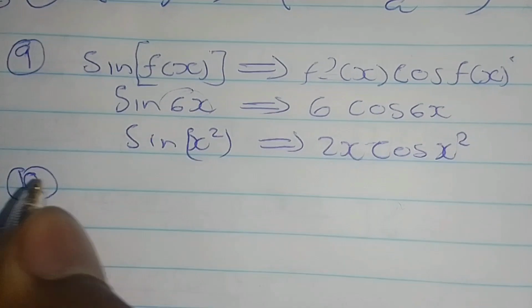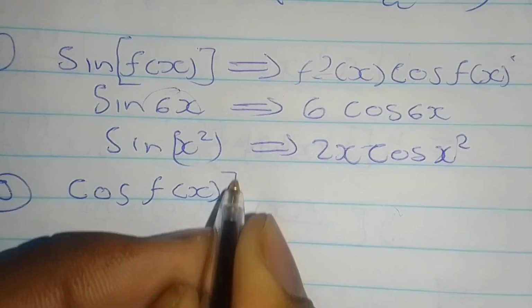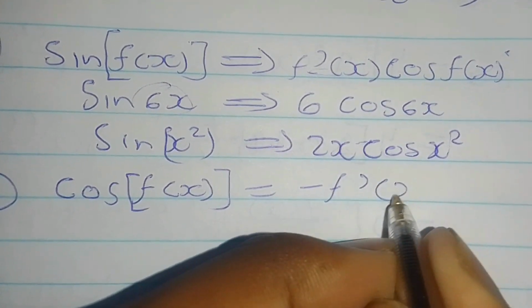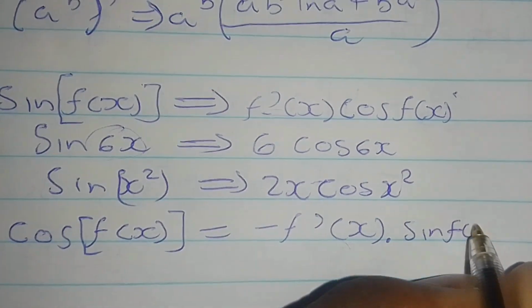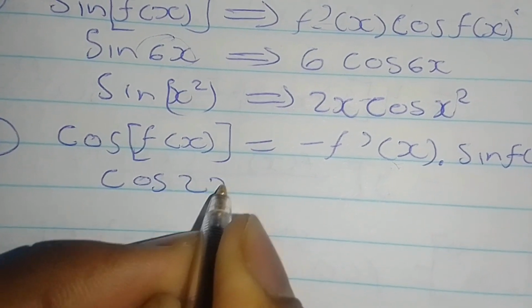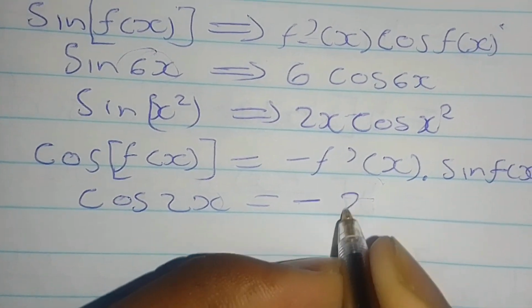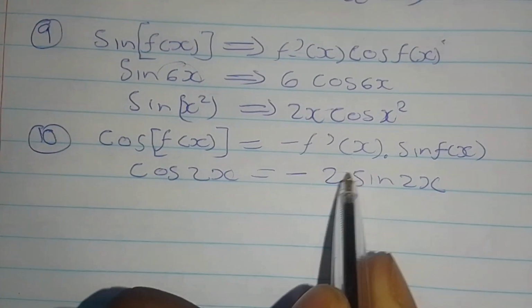The other one you're going to have is cos f of x. The derivative of cos f of x is minus the first derivative of f multiplied by sine f of x. What this means is that if you have cos 2x, this is going to be minus the derivative of 2x, which is 2, multiplied by sine of that, which is 2x. So that's what you're going to have.